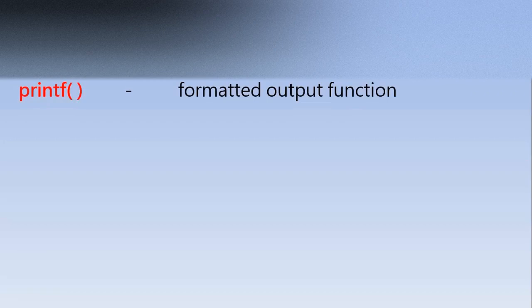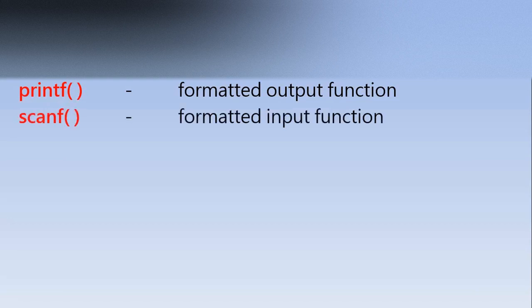So let's see some very important input and output functions. First comes the printf function, which is a formatted output function. We have already used this printf function to print something out on the screen, right? We use this function to print some text and the content of the variables on the screen, right? That is why it is called a formatted output function, which means we can format the output that we are going to print on the screen. We can set the type of the data that is going to be printed on the screen.